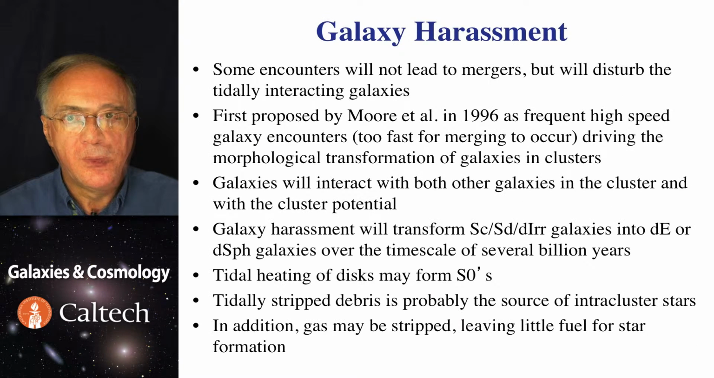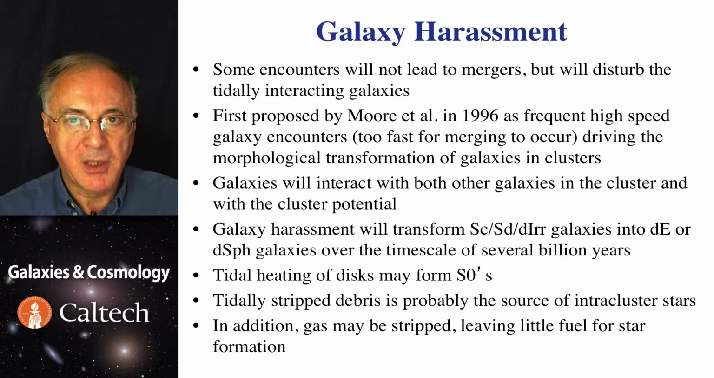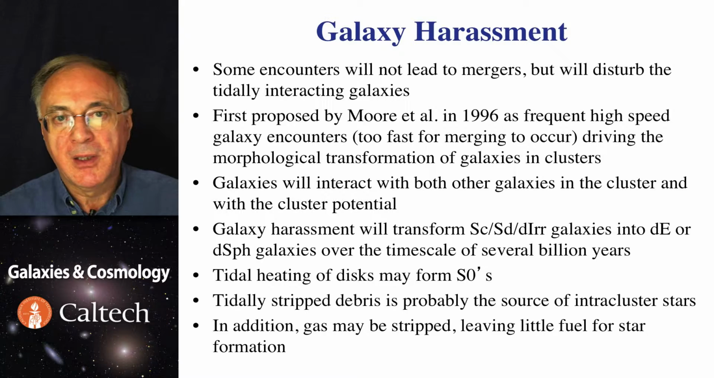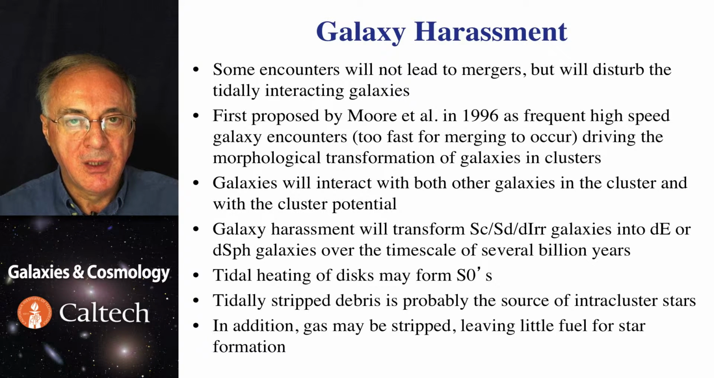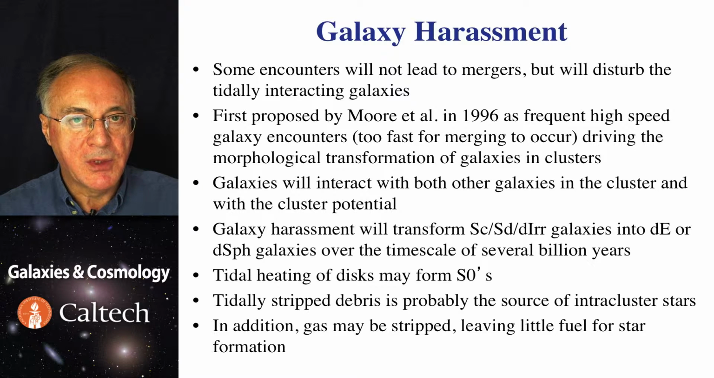Remember that in clusters, some mergers will occur, but the vast majority of interactions will not lead to merging. However, it will disrupt galaxies, and may tidally remove some of their gas, stars, or dark matter. And that's the process called galaxy harassment. There'll be a lot of cumulative small encounters that would maybe remove gas from galaxies little by little. This would tend to transform late-type spirals and dwarf irregulars into S0s and ellipticals in time.